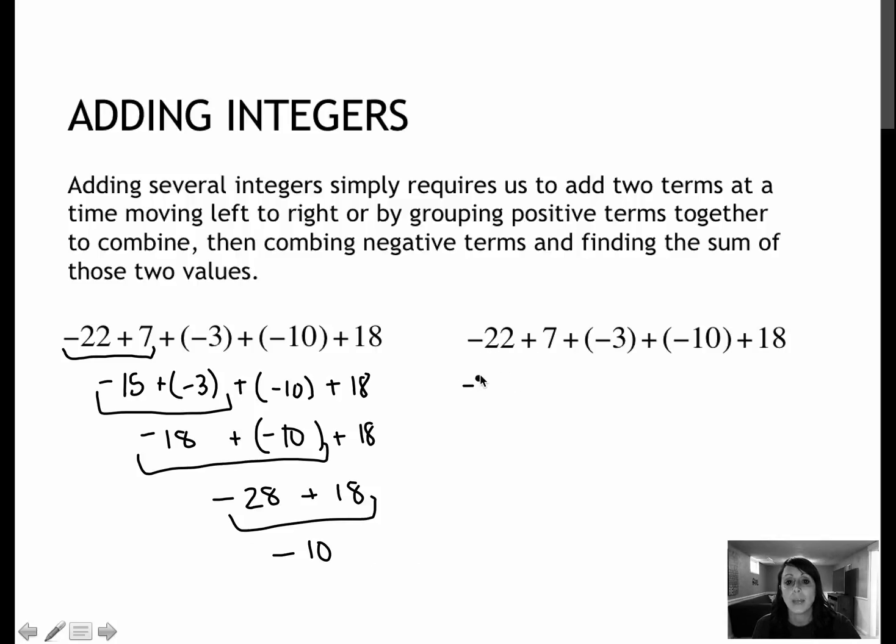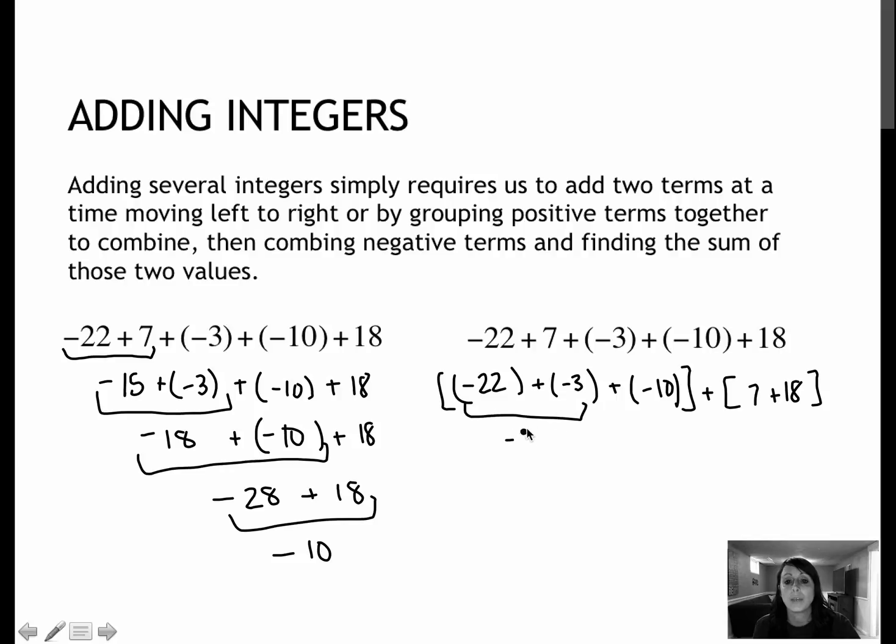In the second way, I am essentially going to group all of the negatives together and find that sum. And then I'm going to group the positives together and find that sum, and then combine the 2. Combining these 2 would give me negative 25. Over here, 7 plus 18 is 25. Combine these 2 to get negative 35. And now combining the negative value and the positive value, I end up with a difference of 10, and the negative was the bigger number, so my answer is negative.